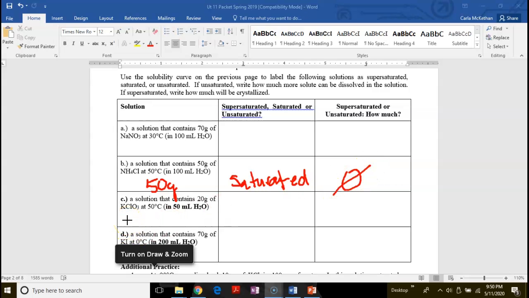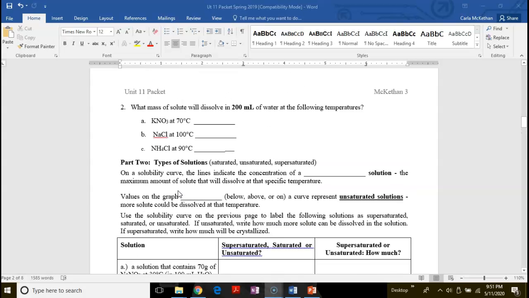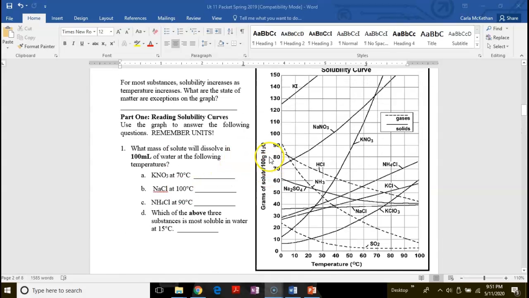All right, letter C. A solution that contains 20 grams of potassium chlorate at 50 degrees. But look at what it says, not the temperature, the amount, 50 milliliters of water. So we're still going to find our max in 100 milliliters of water, 100 grams of water. So let's look at our chart.